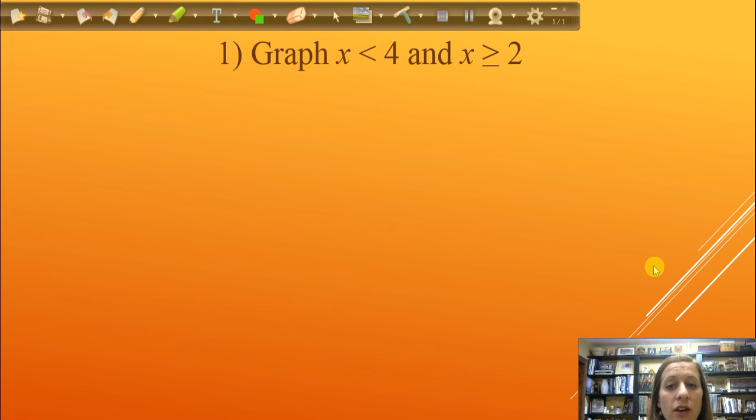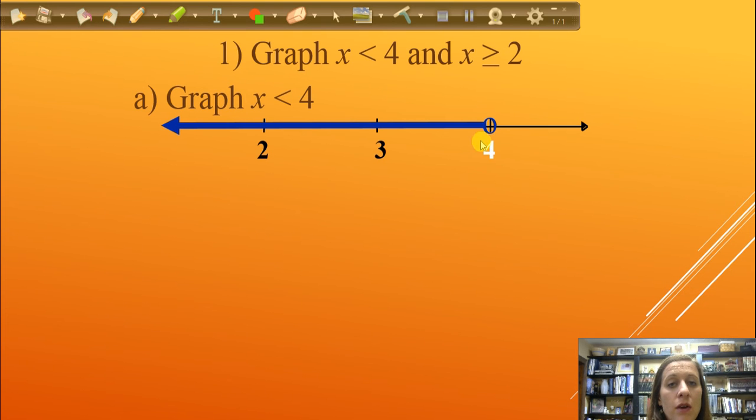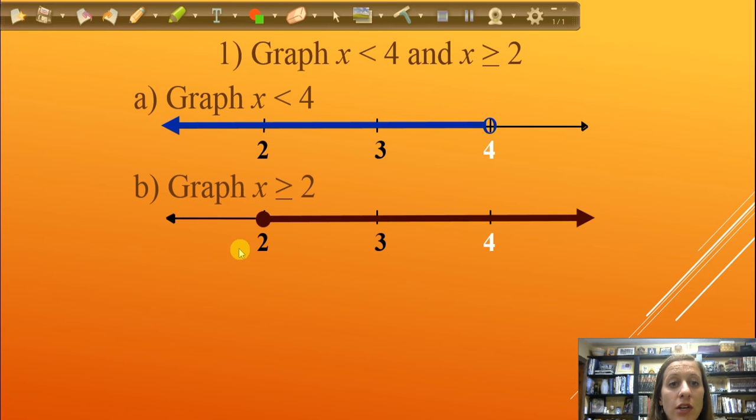First let's look at a graph with the word and. We're going to graph x is less than 4 and x is greater than or equal to 2. So we will look at the graph x < 4. We have an open circle and we're shading less than 4. The graph x ≥ 2 will have a closed circle and we're shading greater than 2.